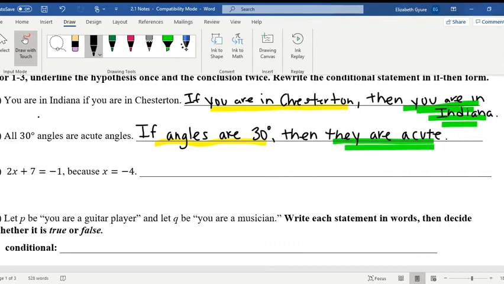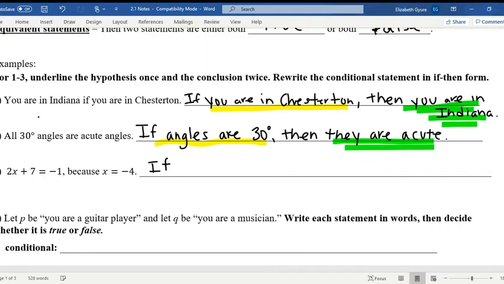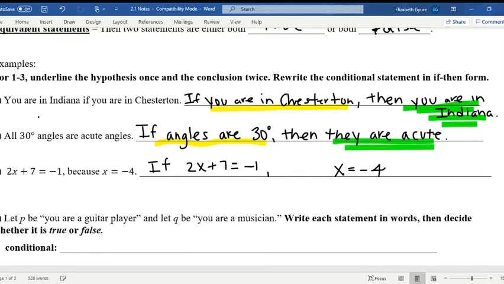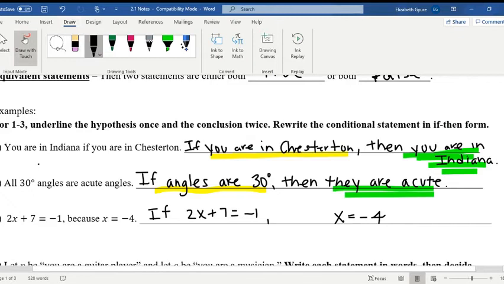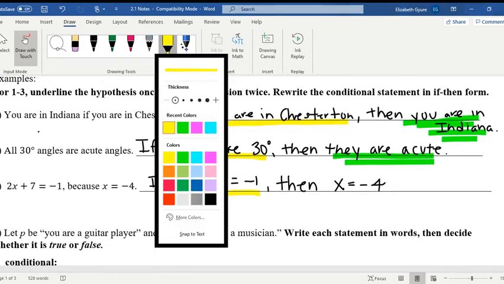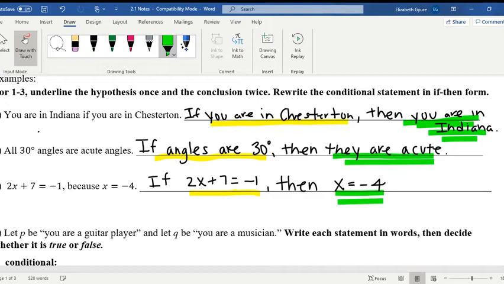So if we write this as an if-then statement, we would say if 2x plus 7 equals -1, then x equals -4. Again, that's because when you solve an algebraic equation, you start with the equation and end with your answer. So when we identify our hypothesis and conclusion here, our hypothesis is actually our equation, and our conclusion is our answer.